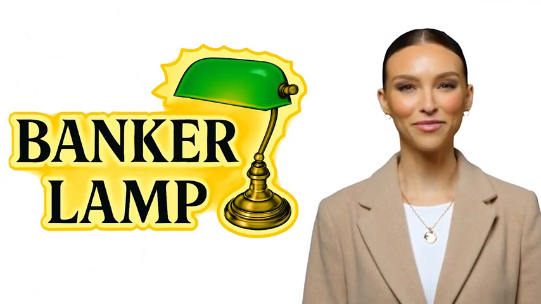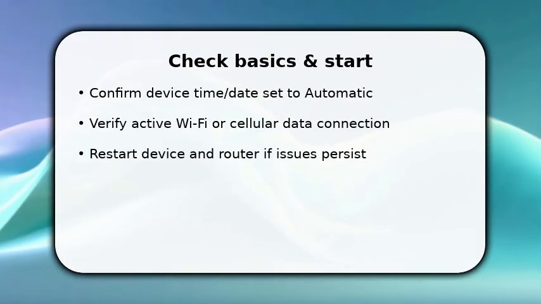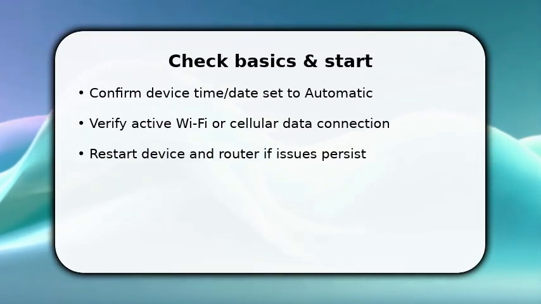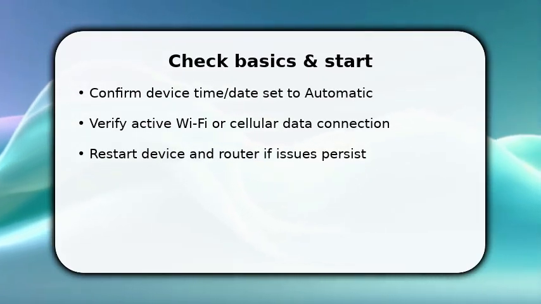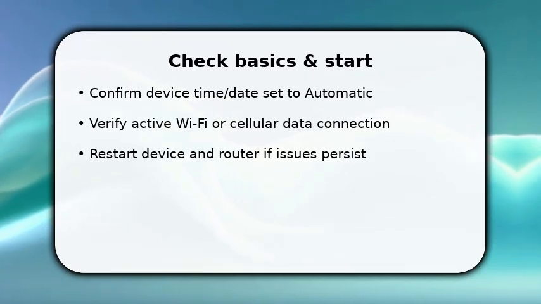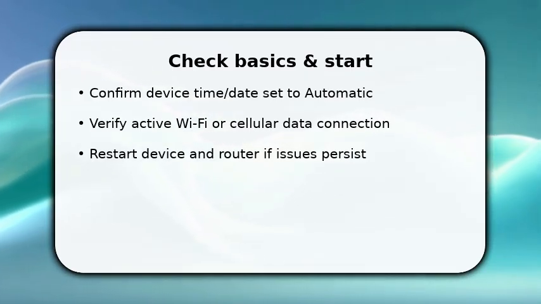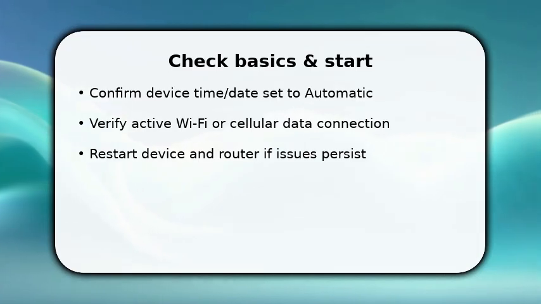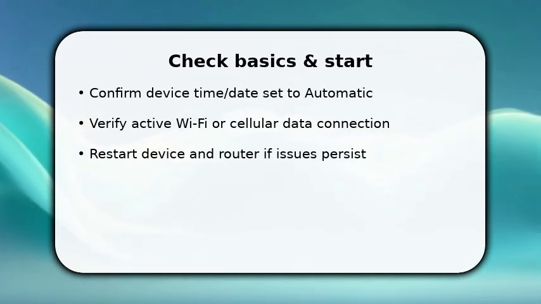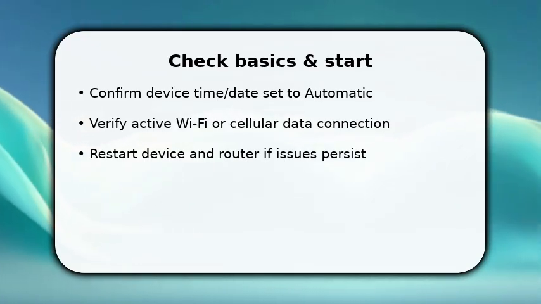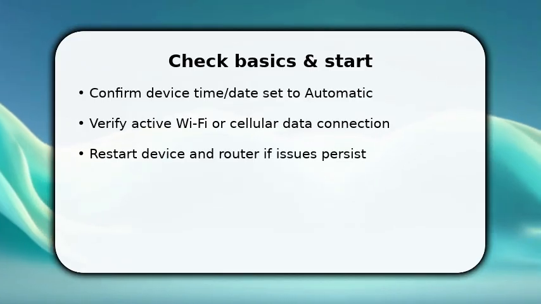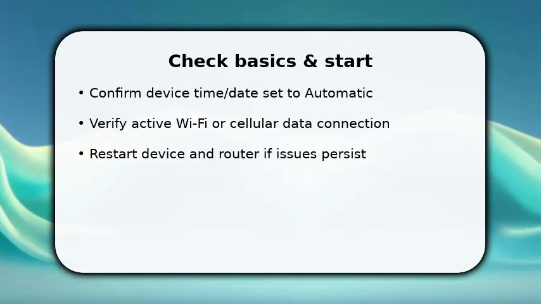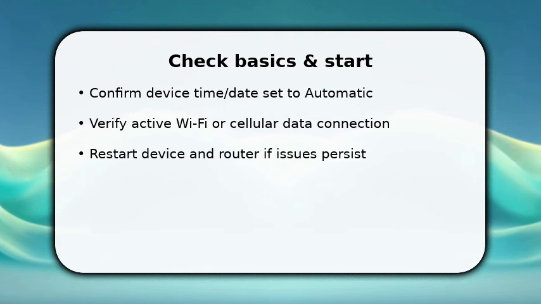Please enjoy the video. You start by verifying the essentials so nothing blocks Apple ID communication. Make sure your iPhone or iPad uses automatic date and time. Incorrect time breaks TLS with Apple. Next, connect to a reliable Wi-Fi or cellular network and test by loading a web page. Once done, perform a quick restart of the device and, if needed, the router to clear transient networking bugs. These first actions often resolve the handshake failure and let you continue to sign in.